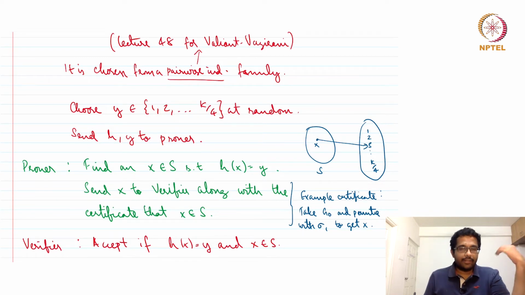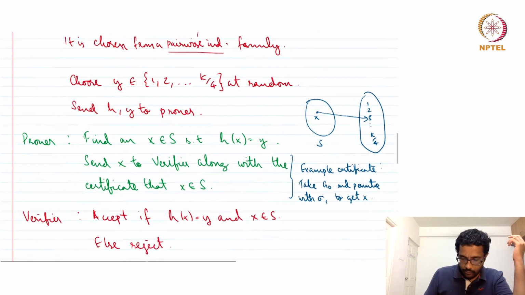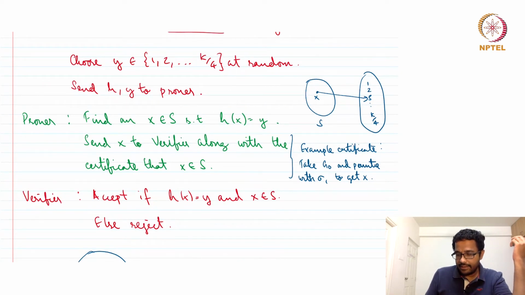And this the verifier can verify, so that the prover does not cheat him, saying that this is something. So now, given x, the verifier can verify that x is indeed an element of S, and second, the verifier can also verify that x maps to y, right? Because the hash function is easy to compute. So once the verifier verifies that x is in S and h(x) is equal to y, the verifier accepts.